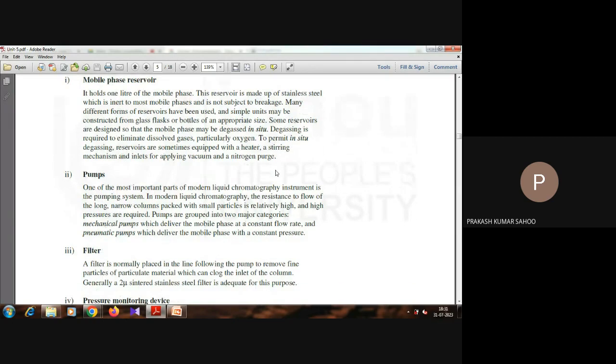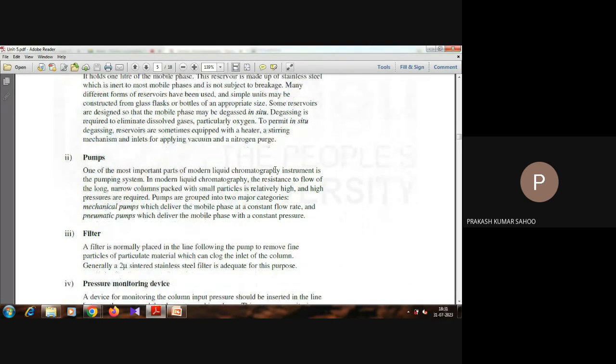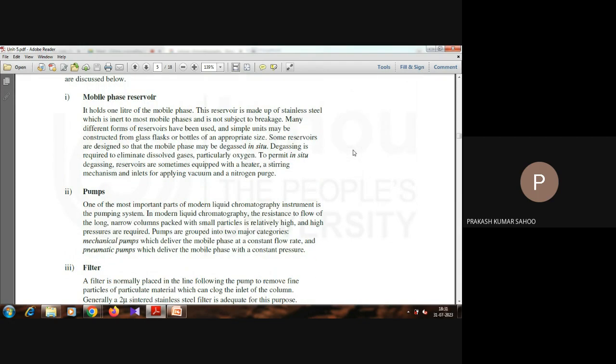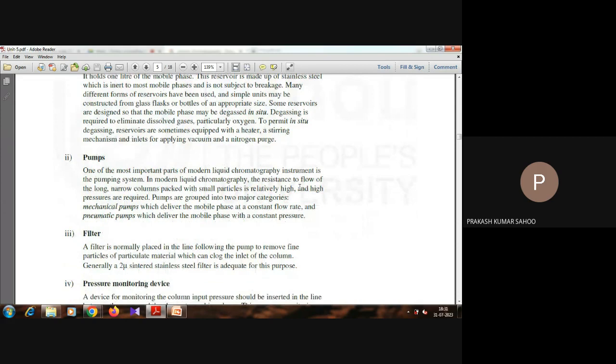Degassing is required to eliminate dissolved gases, particularly oxygen. To permit in situ degassing, reservoirs are sometimes equipped with a heater, a stirring mechanism, an inlet for applying vacuum, and a nitrogen purge. So this is the mobile phase reservoir, where 1 liter capacity of the mobile phase is taken and made up of stainless steel, with a purge to remove the dissolved oxygen.